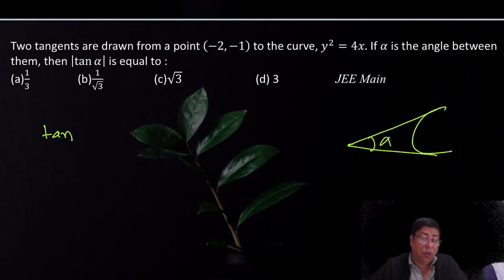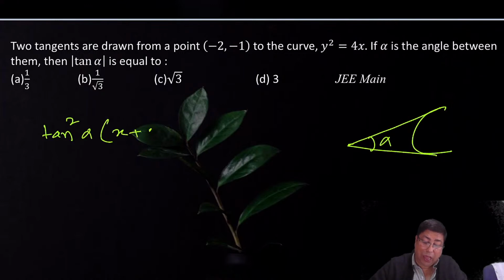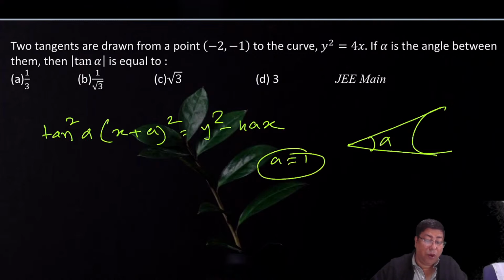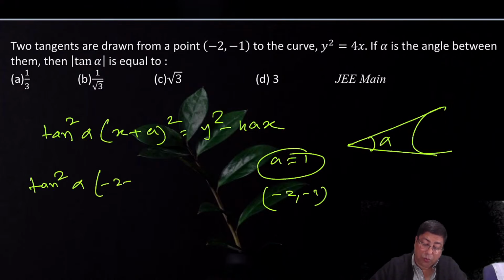Once again, the locus of the point of intersection of the tangents to the parabola inclined at an angle alpha is tan²alpha (x + a)² = y² - 4ax. This is very important. In this case, a = 1. Therefore, the point of intersection is given as (-2, -1). So we can just put in the values: tan²alpha (-2 + 1)², a = 1, and the point is x and y. So directly put in the values and we get the result.